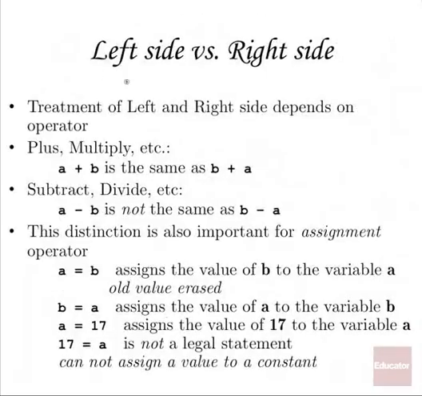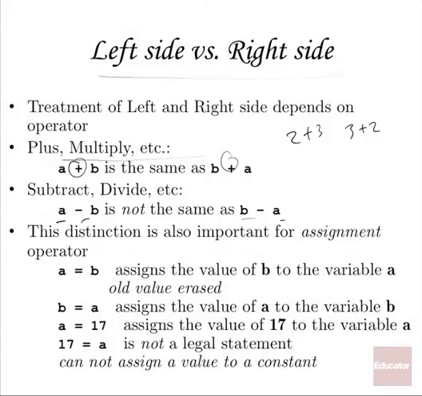Now, the left side and right side is important. You get different results based on what your left and right values are. Some things you get the same results, like plus and multiply, for example, called commutative operators. A plus B is the same as B plus A. 2 plus 3 is 5. 3 plus 2, still 5. Subtract and divide, we get different results. A minus B is not the same as B minus A.